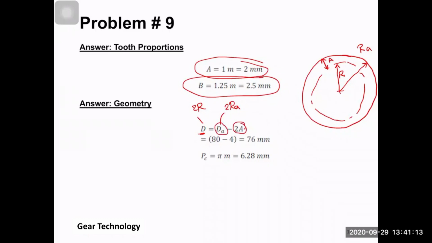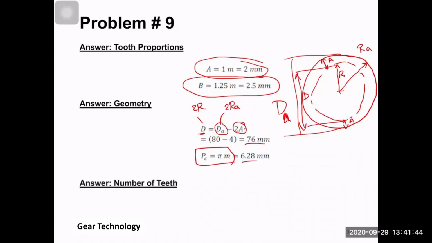So the diameter from here to here is called D sub A, and then the diameter from here to here is called capital D. And then this distance is A, and this distance is A. So from here we can find the diameter, and this nice relation. Once we know the module, we can find the circular pitch. Circular pitch is equal to pi times the module, which is 6.25.